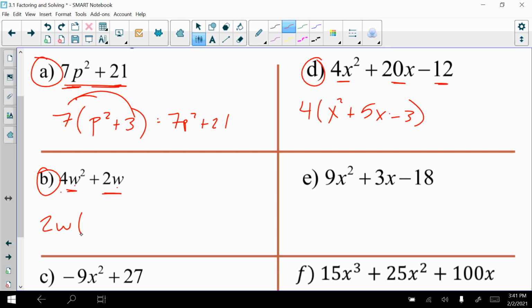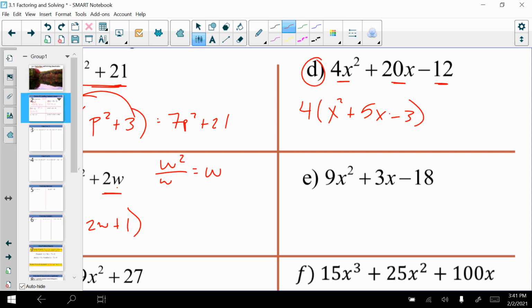So I'm going to divide each of these terms by 2w. 4w squared divided by 2w, well, 4 divided by 2 is 2. And w squared divided by w, think about your exponent rule a little bit. 2 minus 1 is just w. And 2w divided by 2w is just 1. So this is a brief intro. We're going to need to use GCFs a little bit more moving forward. So I just want to show you a couple of those examples to jog your memory a little bit.